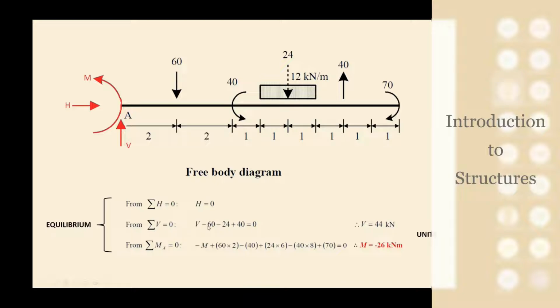Once we have the equation of the summation of forces in the vertical direction, we just work out or rearrange this equation, and we are going to have that V is equal to 60 plus 24 minus 40, which is equal to 44 kilonewtons. Again, it is very important for you to declare the units of your results, because if not, the response will be incomplete.